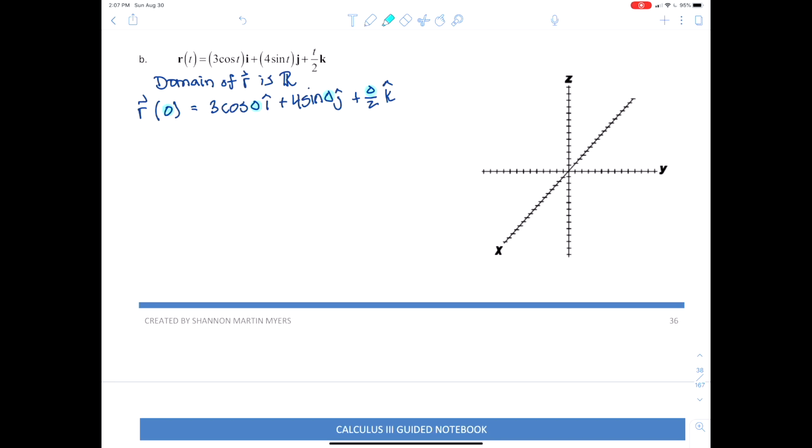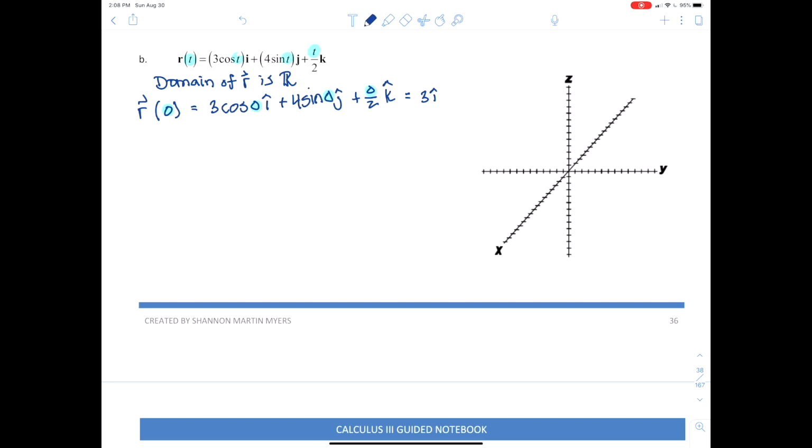And again, I'm just plugging in. Wherever I see a t, I'm plugging in 0. Good so far? So that's going to just give us what? Cosine 0 is 1, right? So I believe we'll get 3i. Sine 0 is 0, and then the k would zero out. So we'll just have 3i. Good so far?